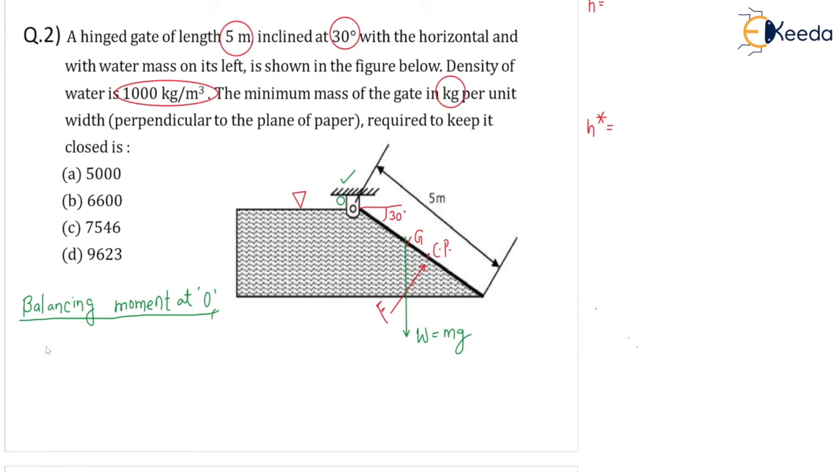What are we getting? This force F into the perpendicular distance, correct? The perpendicular distance is from O to Cp. This is one distance, equal to W into... We already know this distance, no? The CG distance, that is this dotted part. This is 2.5 and this is also 2.5, correct? So this perpendicular distance is already known.